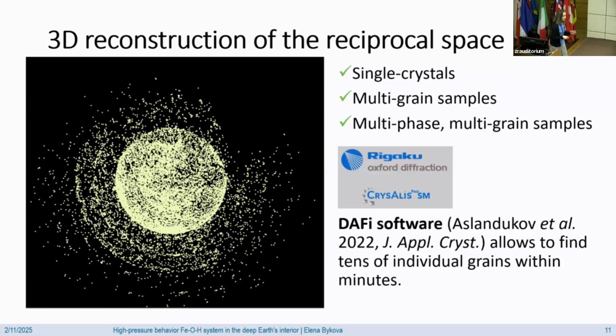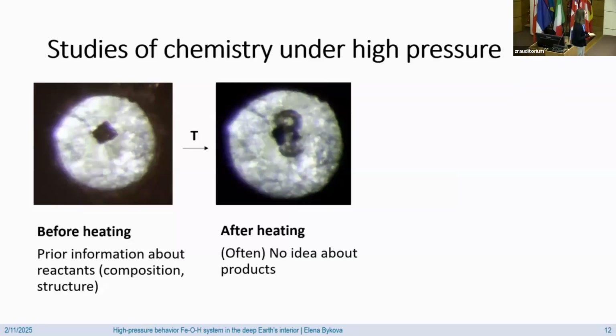Previously, we did this manually, selecting the peaks, but right now there is software that appeared 3 years ago, written by Andreas Landukov and his brother, that allows us to do this search for the grains in minutes. So we can find hundreds of grains and check whether it's the same phase or different phases. From each of them, we can determine the crystal structure, and applying some crystallographic knowledge, we can also deduce the chemical composition, even in very complex cases.